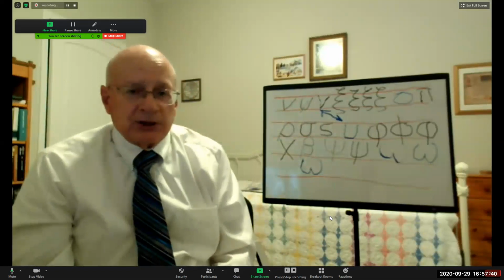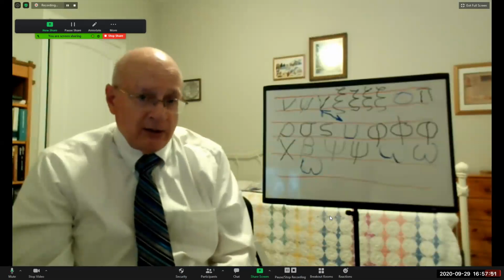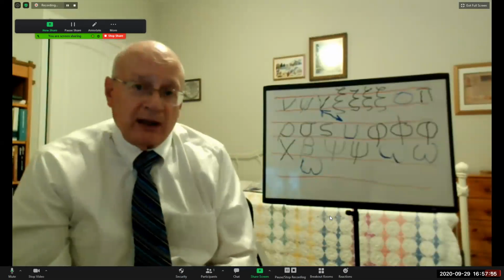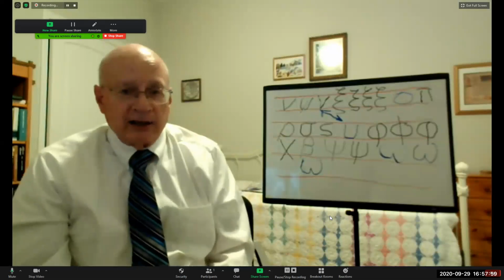Now, I would suggest that you simply take a sheet of paper and practice writing them over and over and practice saying them. Alpha, beta, gamma, delta, epsilon, zeta, eta, theta, iota, kappa, lambda, mu, nu, xi, omicron, pi, rho, sigma, tau, upsilon, phi, chi, psi, omega. And see how fast you can say the Greek alphabet.